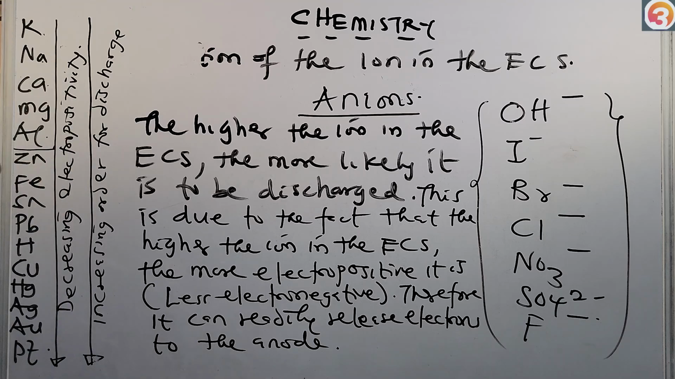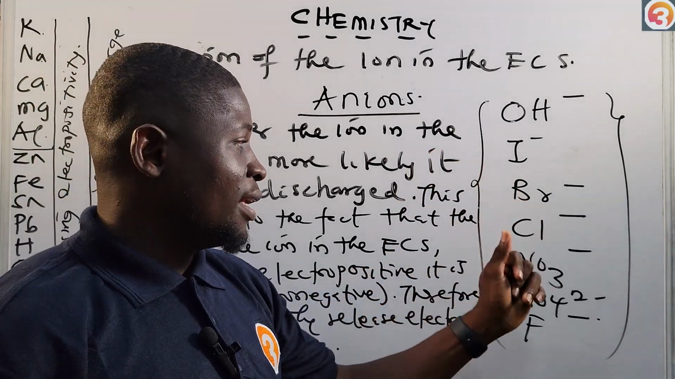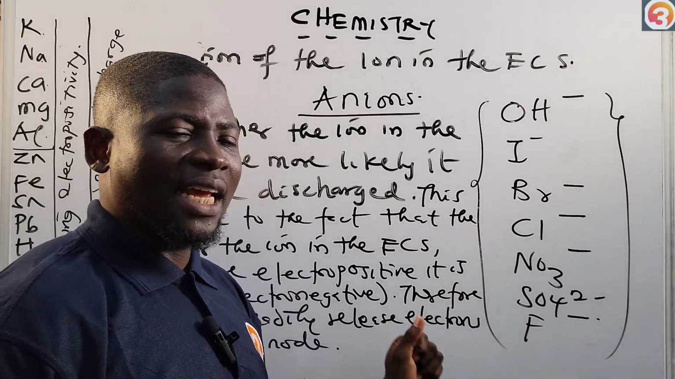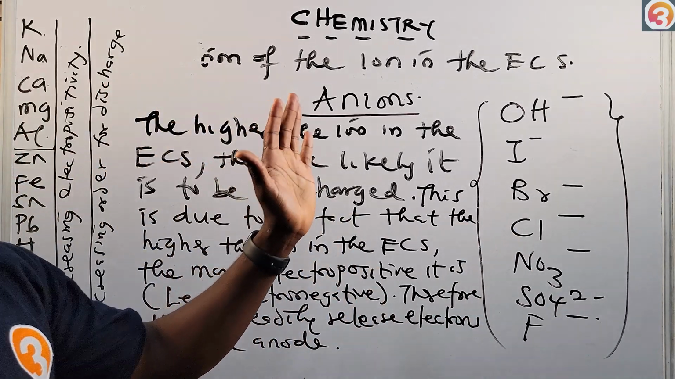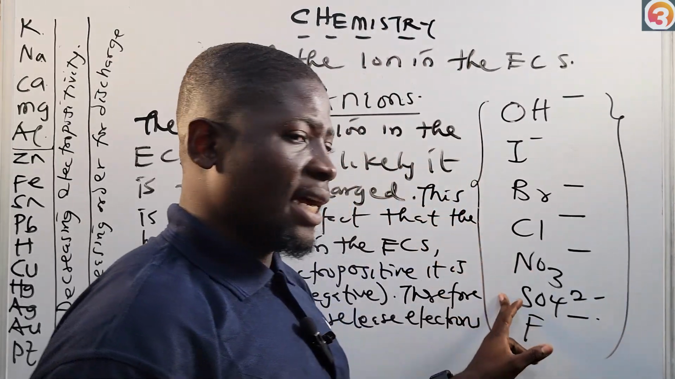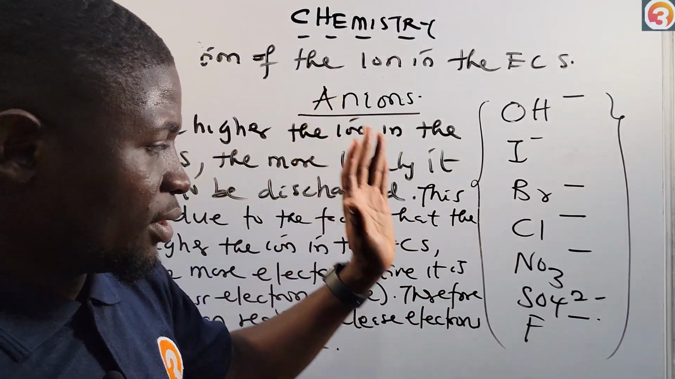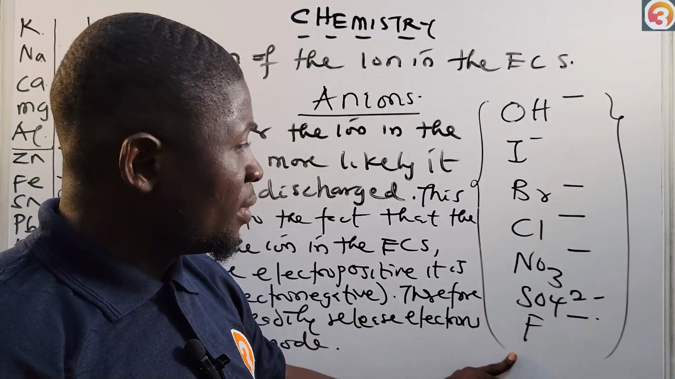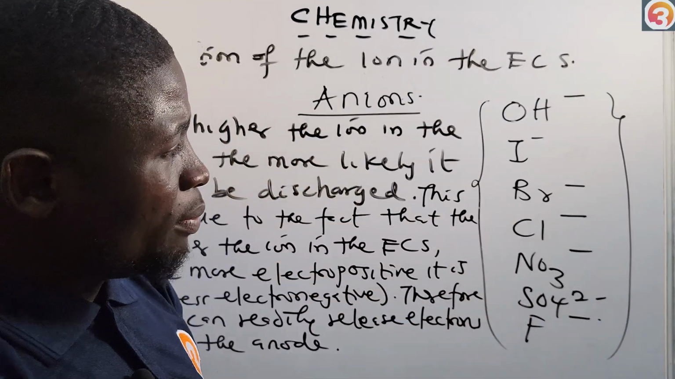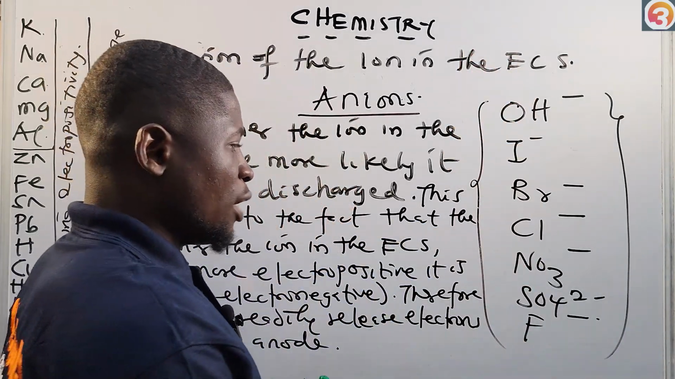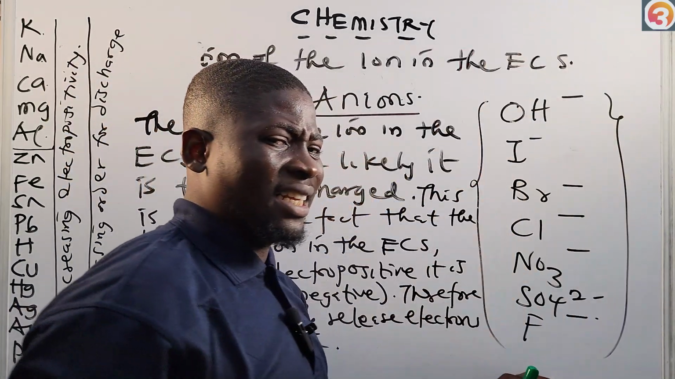Okay, so that is that for the anions. OIB CNSF: hydroxyl ion, iodine ion, bromine ion, chloride ion, the nitrate ion, tetraoxosulphate(VI) ion, and the fluorine ion. Okay, fluorine is the most electronegative, and as you are coming down the group, electronegativity is increasing. Okay, as you are going up, electropositivity is increasing.